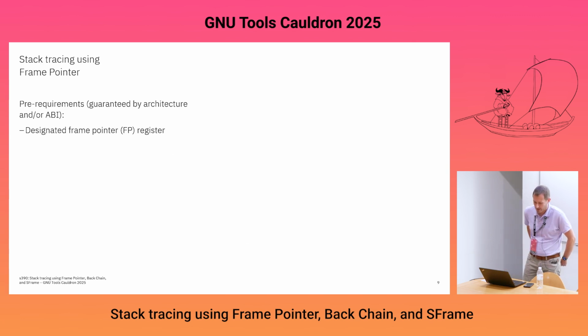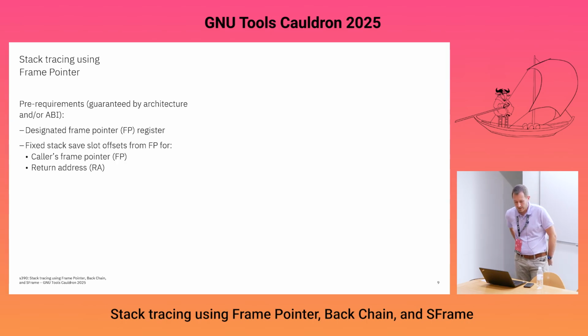So how does stack tracing using frame pointer work? There are some pre-requirements that must be guaranteed by the architecture and/or ABI. So we need a designated frame pointer register. So for startup, we need to know which register we start the stack trace with, and also which register we restore from the stack. We need fixed stack save slot offsets from the frame pointer for the caller's frame pointer and the return address.